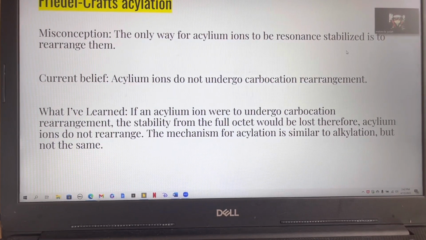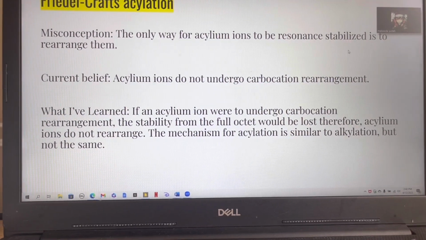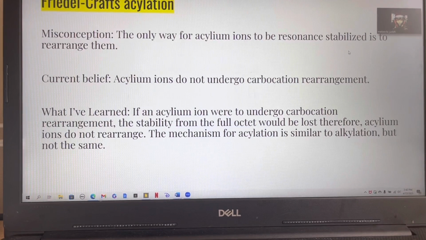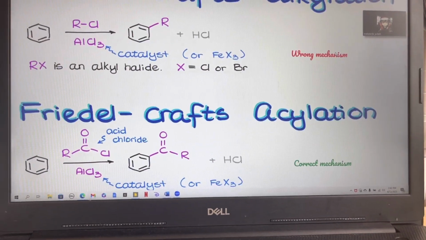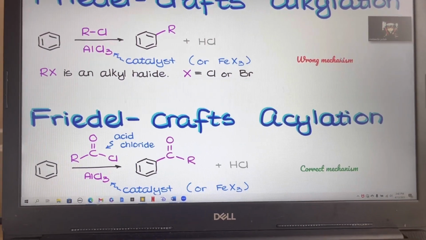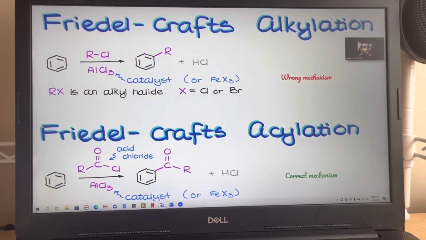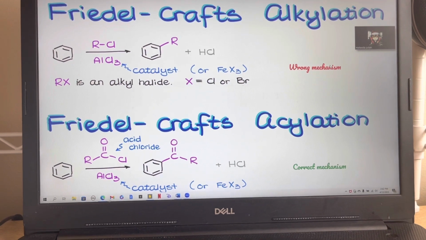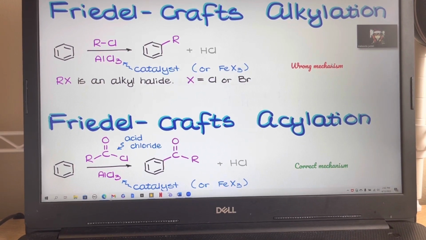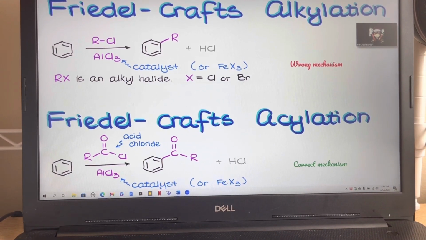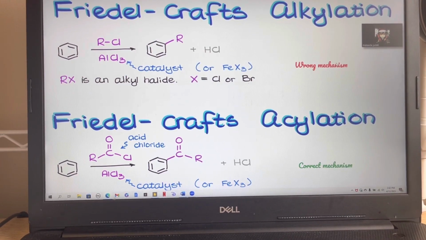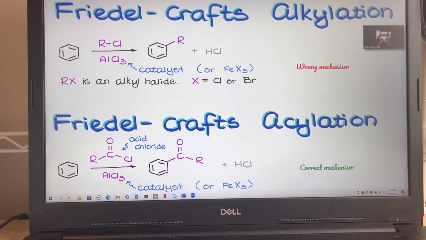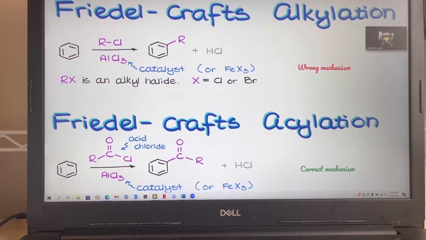The mechanism for acylation is similar to alkylation, but not the same. So the top reaction is the wrong mechanism, and the bottom is the correct one. We have the acid chloride in the correct mechanism instead of the RCl, and the AlCl3 being our catalyst, but the RX is not an alkyl halide.